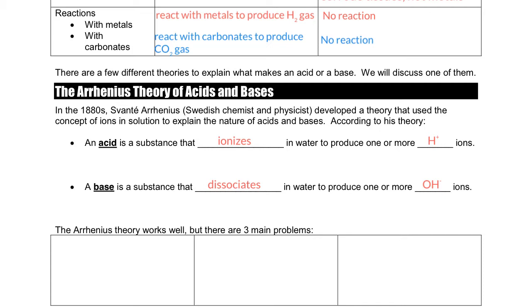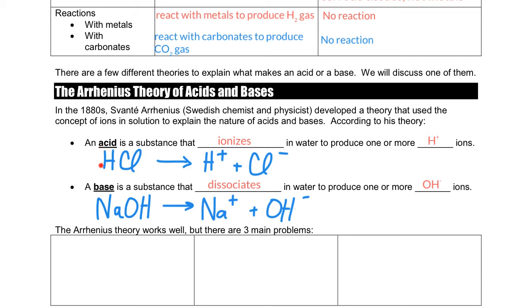Now, just some terminology here. The difference between ionizing and dissociating really refers to what the starting material is. For example, an acid starts as a molecular compound. So here we have HCl as the example. Hydrogen and chlorine are both nonmetals. So this is a molecular compound. Whereas a base starts off as, in this example, sodium hydroxide. It's a metal with nonmetals, so this is an ionic compound.